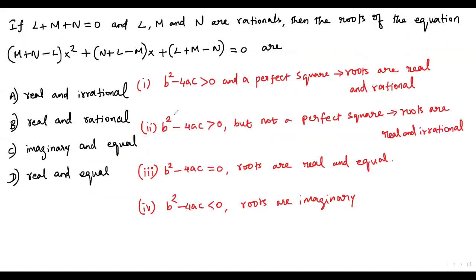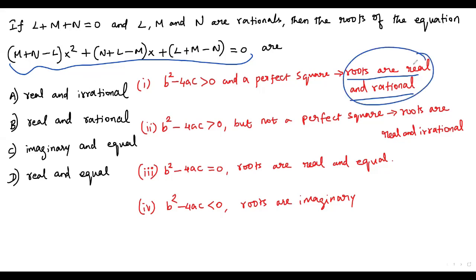Let me go to the previous page. Okay, here we got the result b square minus 4ac is greater than 0, and also the value of this b square minus 4ac is a perfect square. Then the result is that the roots are real and rational. That means the roots of the given quadratic equation are real and rational. We find this exactly in answer choice B, real and rational. The correct answer choice for this question is B.